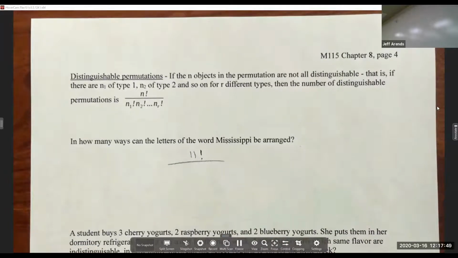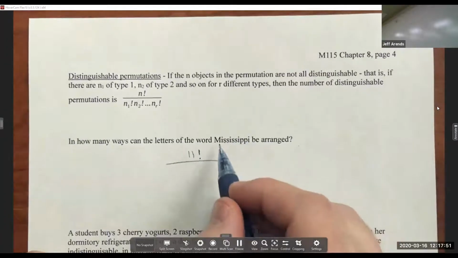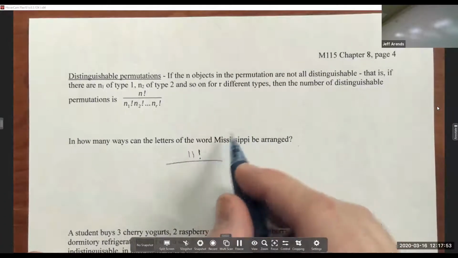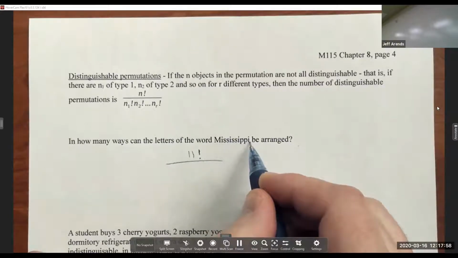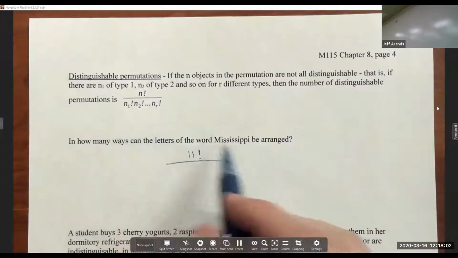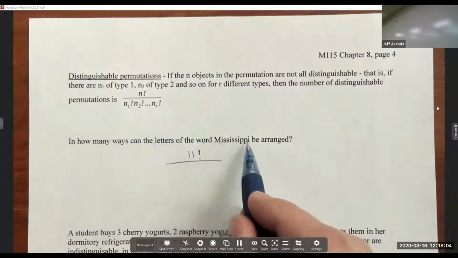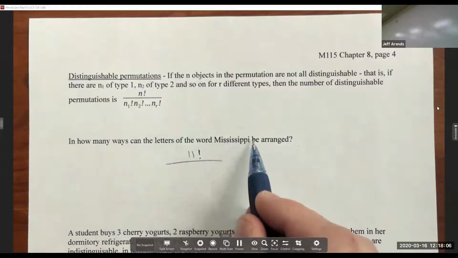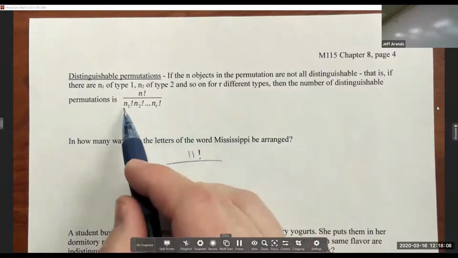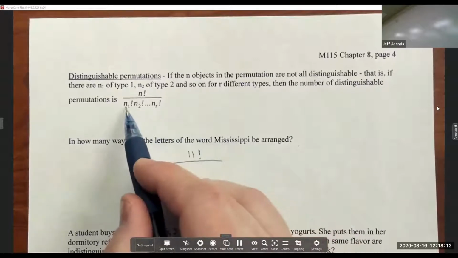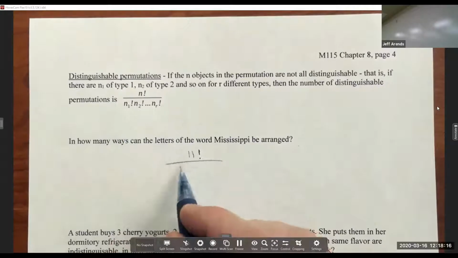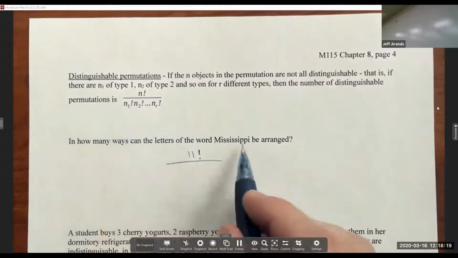But I've overcounted a bunch of these. Each different way I could have arranged these I's was counted a bunch of different times. And the number of ways I could have arranged the I's, well, there are 4 I's, so there are 4 factorial ways I could have arranged those I's. What I'm going to do is go through each of these individual groups and say how many items are in each group. I'm going to put that number with a factorial in the denominator.